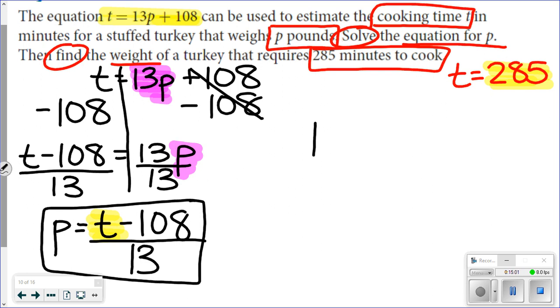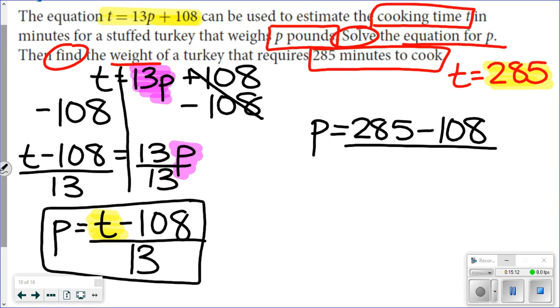So P pounds equals the cooking time, which is 285 minus 108 divided by 13. So P equals 285 minus 108 gives us 177 over 13.